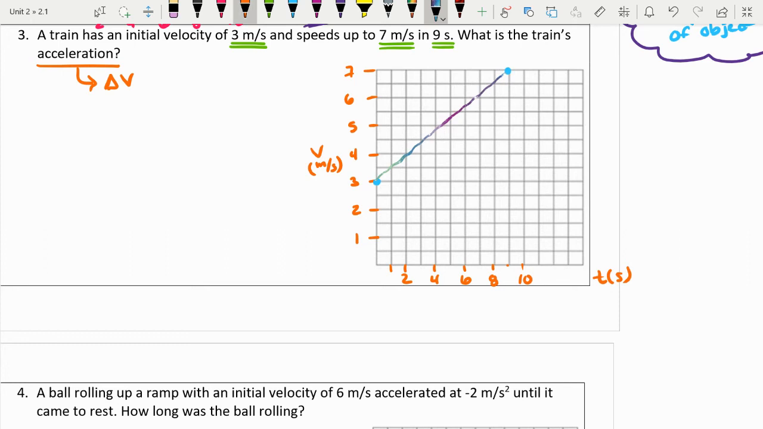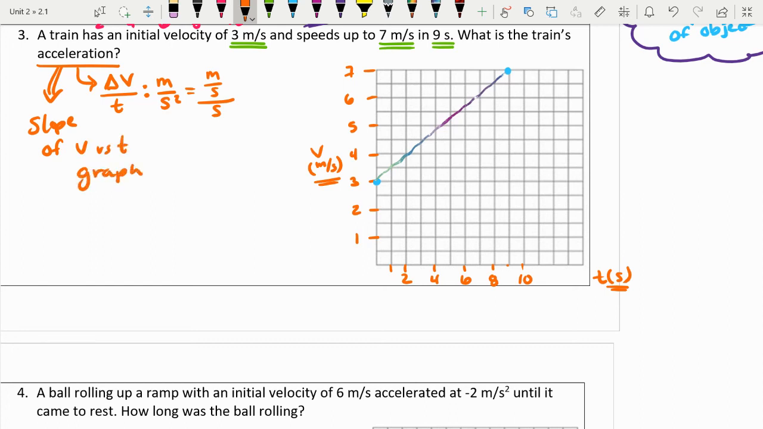Remembering acceleration is change in velocity, not just change in velocity, it's change in velocity over time. And the units of that are meters per second squared. But that's really just meters per second per second. We have meters per second over here and seconds over here. If you didn't know it before, check it out, you guys. Acceleration is really just looking at the slope of the velocity versus time graph. That's pretty cool.